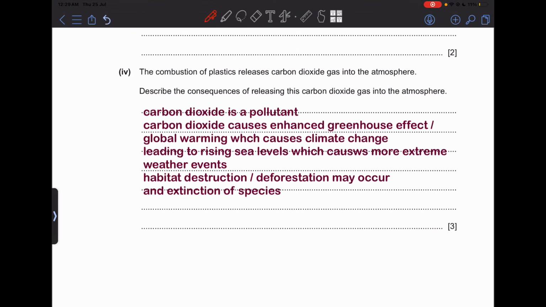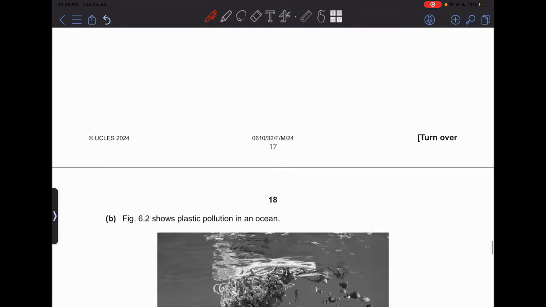The rising sea levels occur because more glaciers and more ice mountains will melt because of the high heat in the air, as the climate is getting hotter than usual, so they will melt down. And also there will be habitat destruction and deforestation may occur, and there will be extinction of species. So these are all consequences of carbon dioxide gas.